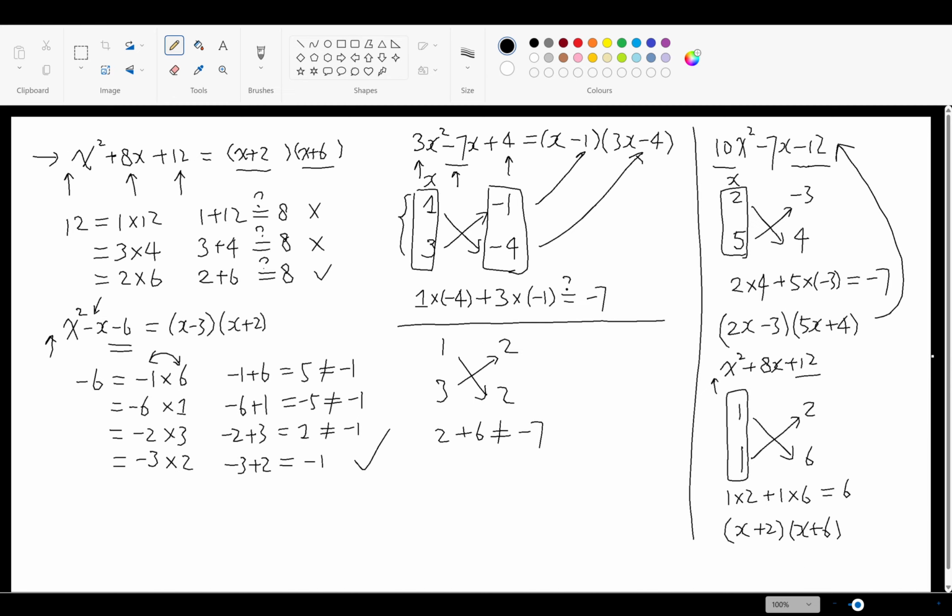Now, obviously, you see we have a unified approach to do the factorization of quadratic expressions. Okay? Thank you.